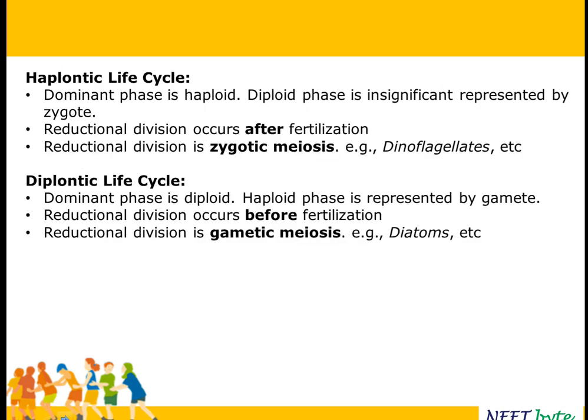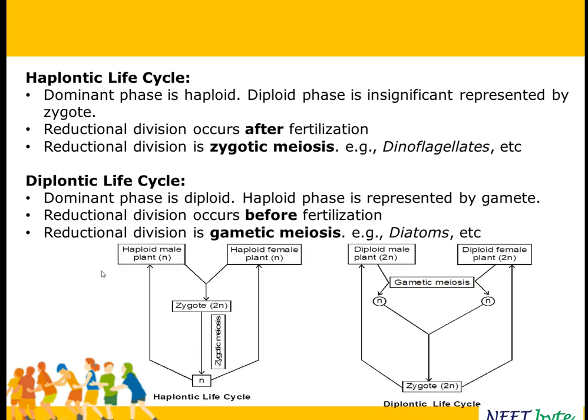So first of all, let's talk about what exactly is a haplontic and diplontic life cycle. The three things we have to remember in the haplontic life cycle: first of all, the dominant phase is always haploid, right? And here, the reductional division occurs after fertilization. For instance, you can see there, this is a haploid male, and this is a haploid female plant. So both are going to form gametes. They will form a zygote. And this zygote will undergo zygotic meiosis, and then the haploid structure is formed. So this is characterized by zygotic meiosis, and the typical example is dinoflagellates.